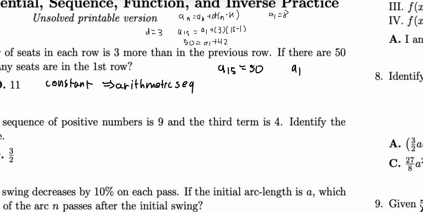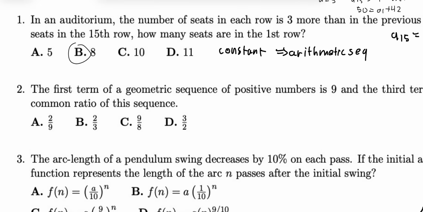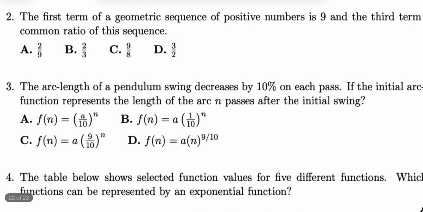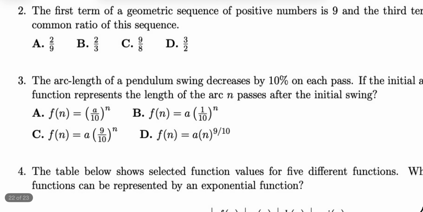Now we're going to have 8 seats in the first row, so your answer is going to be 8 for your first question. The first term of a geometric sequence is 9, and the third term is 4. Identify the common ratio in this sequence.